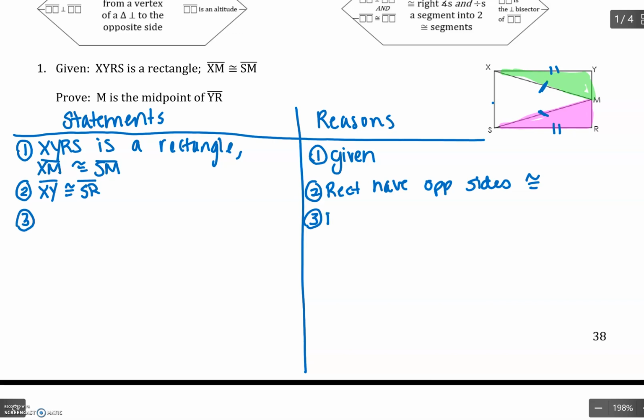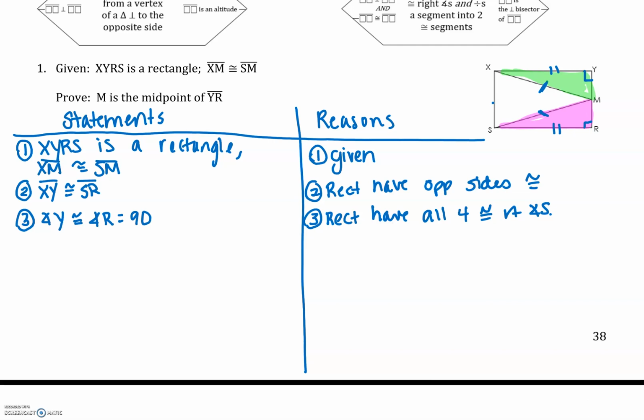I know that they always have all right angles, and that allows me to mark off an angle pair in these pictures. So I have all 4 congruent right angles. I only really care about angle Y and angle R, and so they are congruent and they equal 90. And I need to have both here because now when I go to look at the triangle situation here, this looks like 2 sides and an angle. Remember, that's that donkey theorem, and we don't want that.